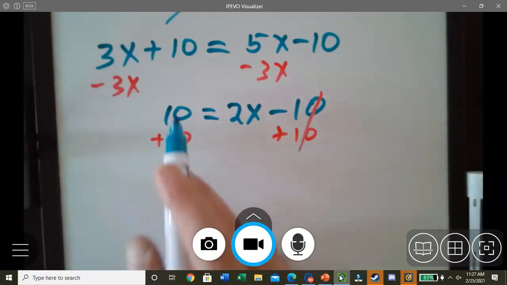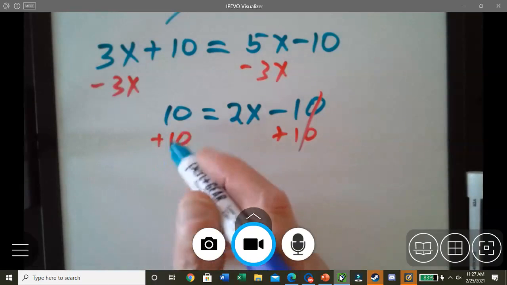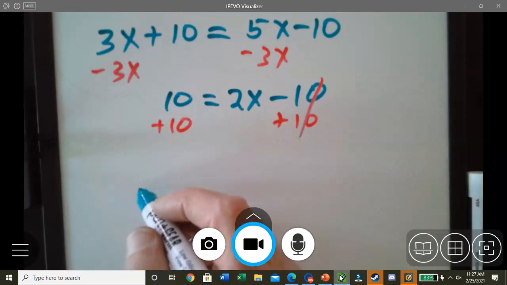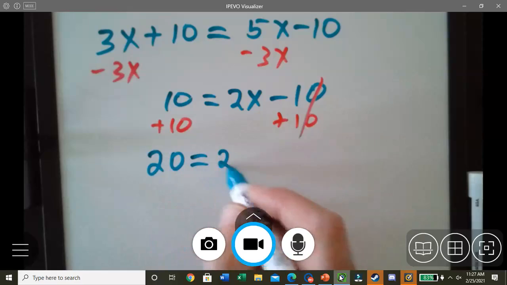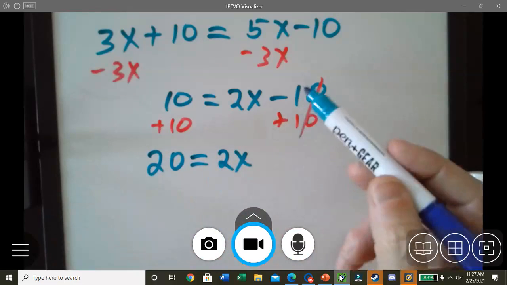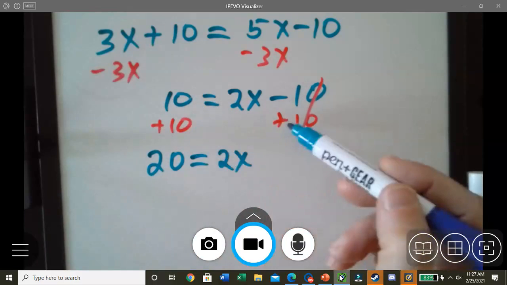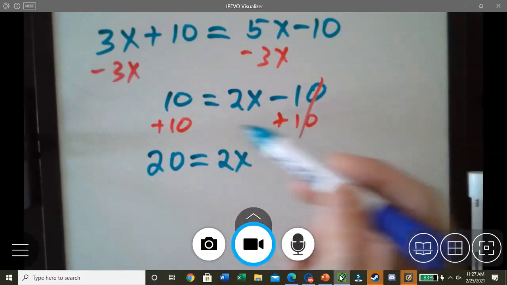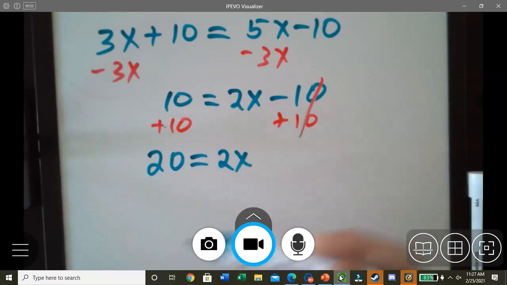The 10s. Well, that's positive, and that's positive. So that means 10 plus 10 is what? 20. So you have to be careful, because on one side we subtracted, on the other side we added. So that's why I like to put the actual numbers and what we're doing, either applying a plus or a minus on them.